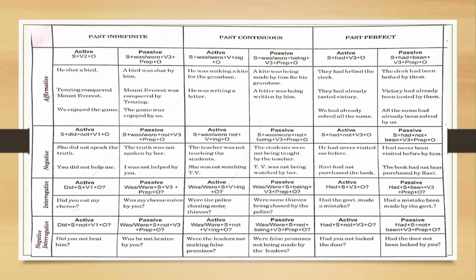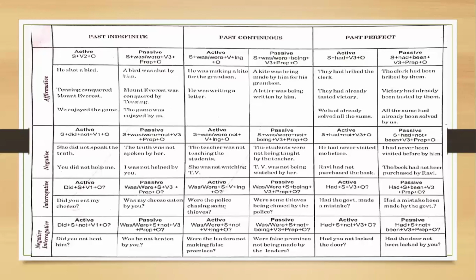Interrogative. Did you eat my cheese? Firstly, change it to simple: You ate my cheese. Now convert this. My cheese was eaten by you. The helping verb is was. It will come in front. Was my cheese eaten by you? Question mark. Negative interrogative. Did you not beat him? You did not beat him. He was not beaten by you. The helping verb will come in front. Was he not beaten by you? Question mark.